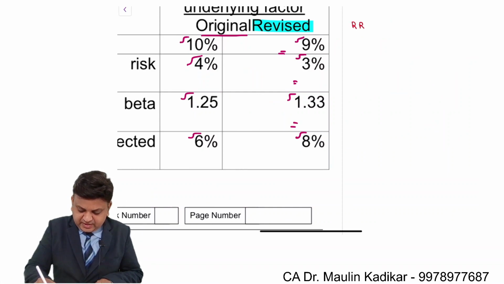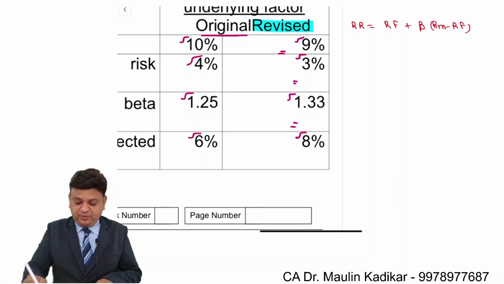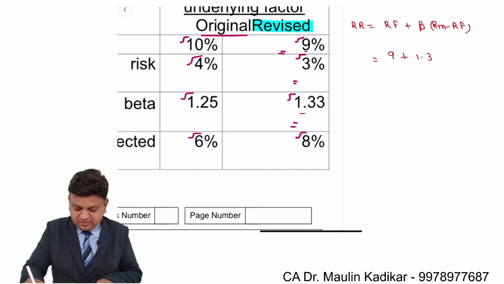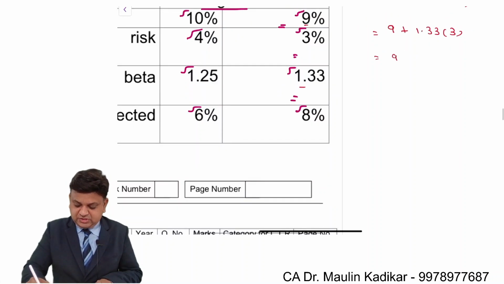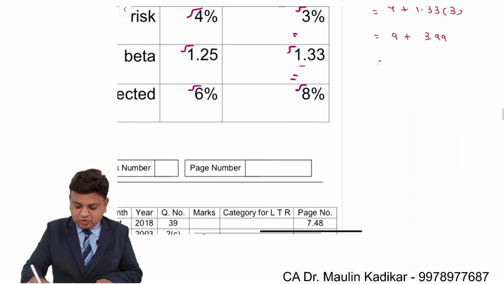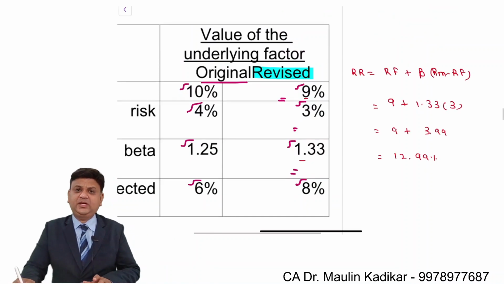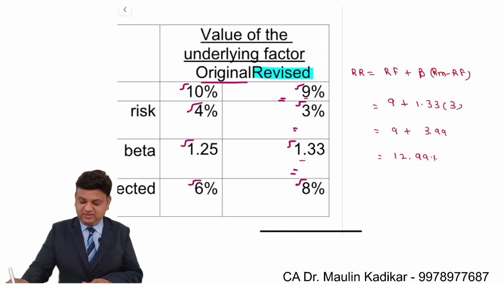The revised required rate of return is equal to RF plus beta into RM minus RF. This is what we can compute. Risk-free rate of return is 9. Beta is 1.33 and RM minus RF is 3. So it is 9 plus 3.99. The total of both of them is 12.99. That is the way the required rate of return can be calculated.